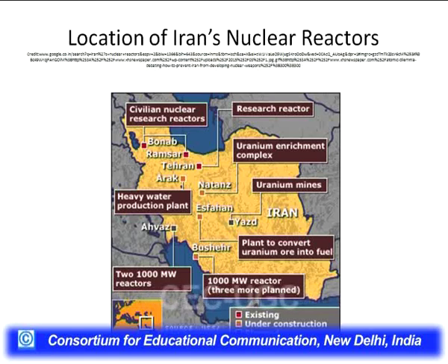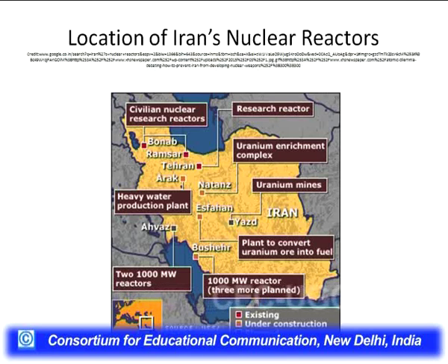And then there is a heavy water production reactor in Arak, in the western side of Iran. Then there is another one which is under construction, known as Isfahan. And there is Bushehr, which has the capacity of a 1000 megawatt reactor. And there are two other reactors planned at Ahwaz with the capacity of 1000 megawatt reactors.